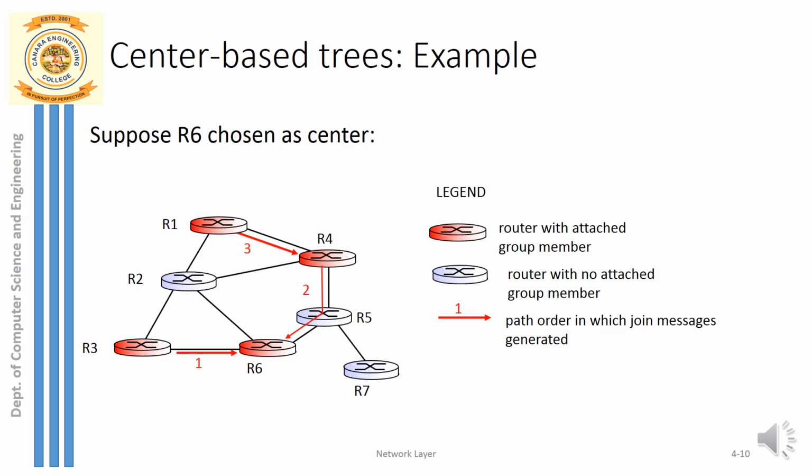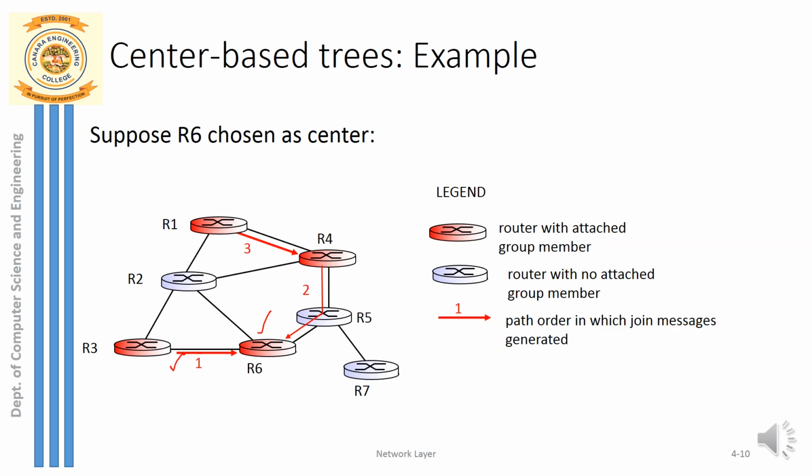You can just see an example for a center based tree. Here, any one node among this multicasting group members, say R6, is chosen as a center. Once this is chosen as a center, now a multicasting tree should be constructed. Any router who wants to join this multicasting tree can first send the join message.